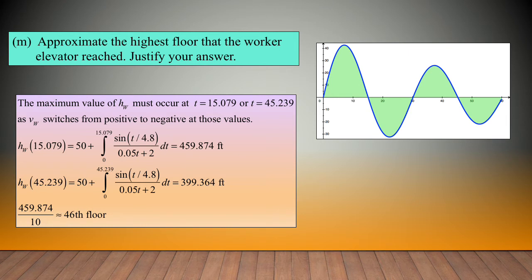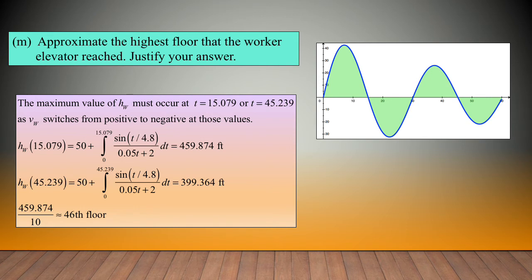We then calculate h of 15.079 and h of 45.239. Note that it really is not necessary to do the 45.239, as we can see by the areas that there is more area from 15.079 to approximately 30 below the axis, or as there is from 30 to 45.239 above the axis. So that indicates that the maximum value of h will occur at 15.079.